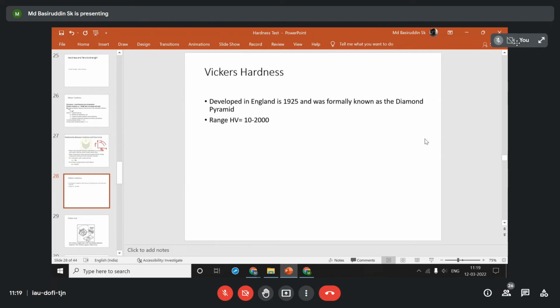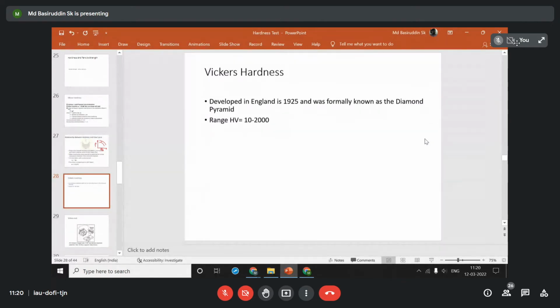And according to Vickers, he also suggested that we can change the load, from 1 gram force to 120 kilogram force. If we change the load, we can set that particular load based on the hardness of a material. But the indenter shape would be fixed.